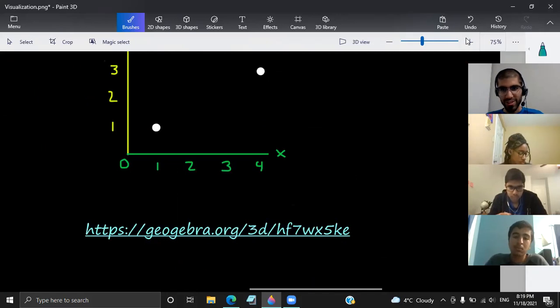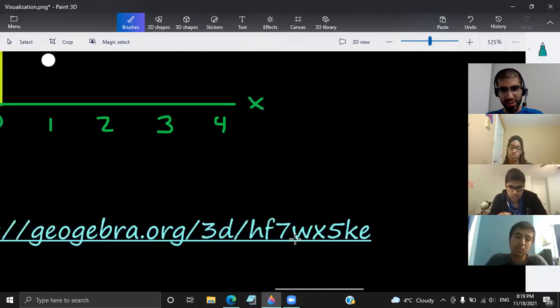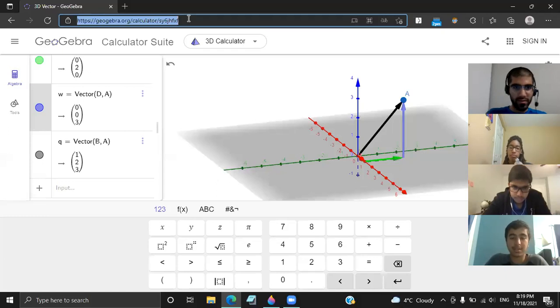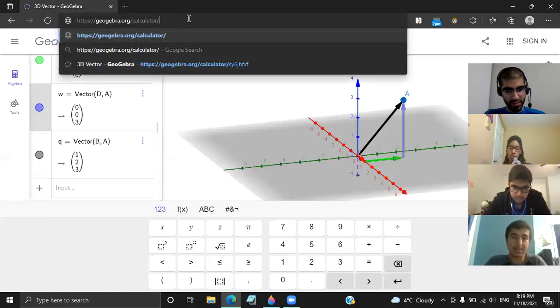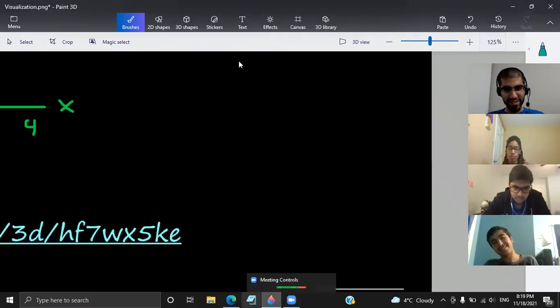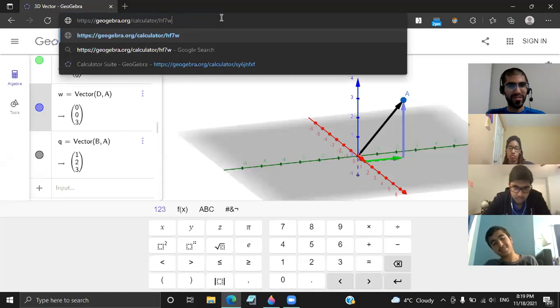Let's memorize this again. HF7, I got that part. And Aries, you gotta get the other part for me. Oh, wait, Aries, you can't see the other part. WX5KE, yes, WX5KE.